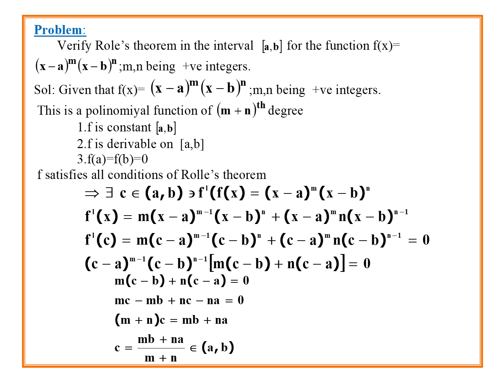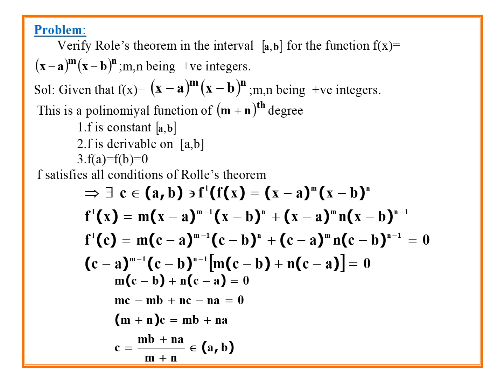For that, f dash x is equal to, what is the derivative of f of x? f dash x is equal to m into (x minus a) to the power of m minus 1, times (x minus b) to the power of n, plus, in this case, (x minus b) to the power of n is treated as a constant. Plus next, (x minus a) to the power of m as a constant, times n into (x minus b) to the power of n minus 1.